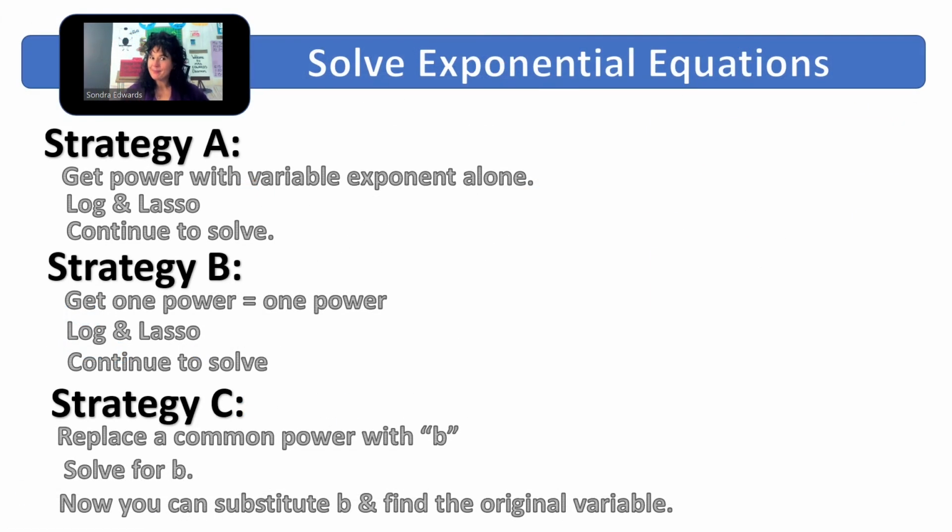Quick strategy summary. You want to have one power by itself or one power equal to one power. Once you have that, then you're going to log both sides, then move the exponents to the front, and then continue solving algebraically. There's that extra hard one as that last example. If your original has multiple powers in the problem, then you're going to have to attempt to get all the powers to be the same, and then you can do a substitution with b.